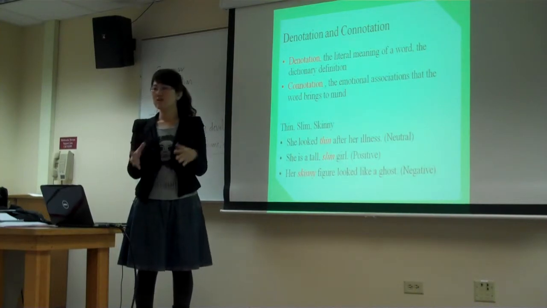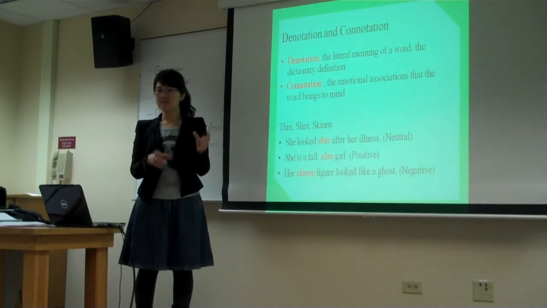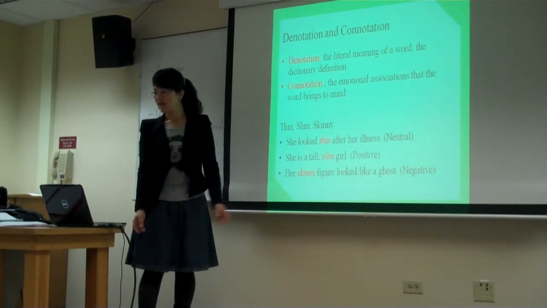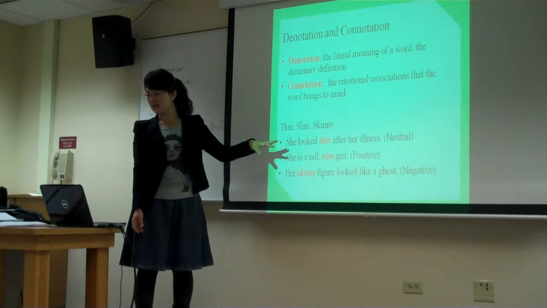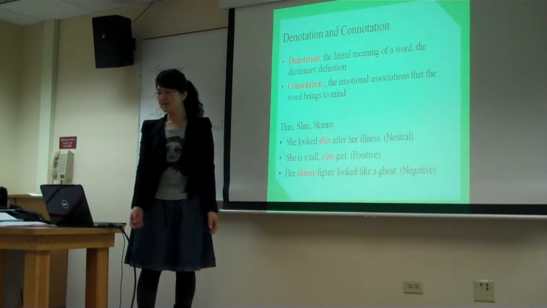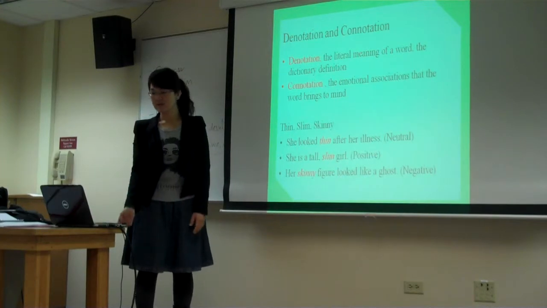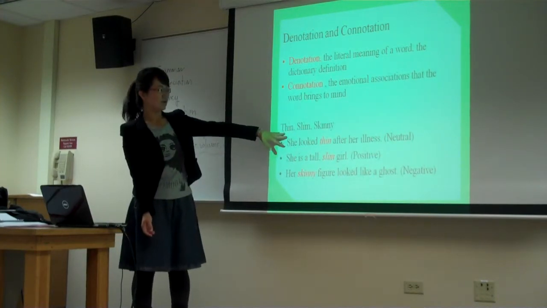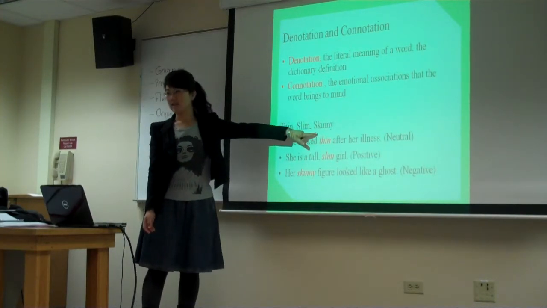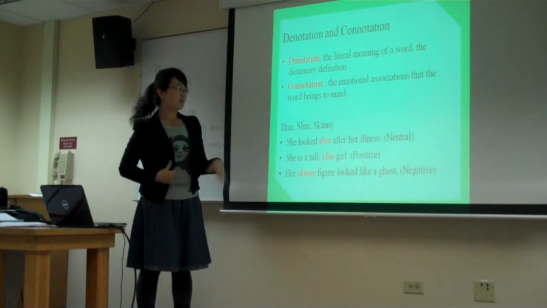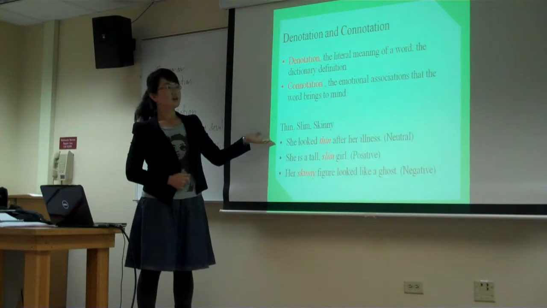And then the next, denotation and connotation. Denotation means the literal meaning of the word. That is the meaning we can find in the dictionary. And connotation is the emotional associations that the word brings to our mind. For example, here we have three words: thin, slim, and skinny. They are all the same meaning, right? But they have different connotations.